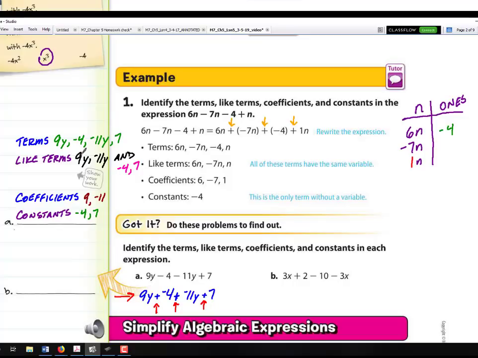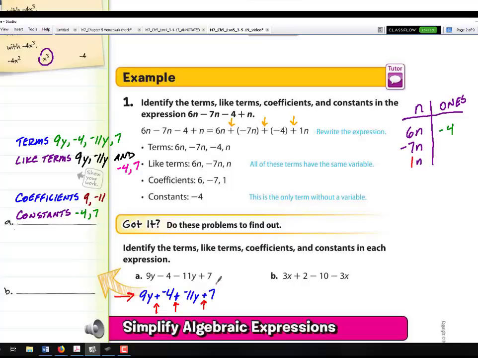My like terms are the 9y and the negative 11y. I could combine those. The other like terms are the negative 4 and the 7, because I could combine those. My coefficients, the things that tell me how many variables I have, are the 9, because 9y, so 9y's, and the negative 11, because negative 11y's. And the constants, the things that don't change value at all, are the negative 4 right here and the positive 7 right there. All right, go ahead and do B.